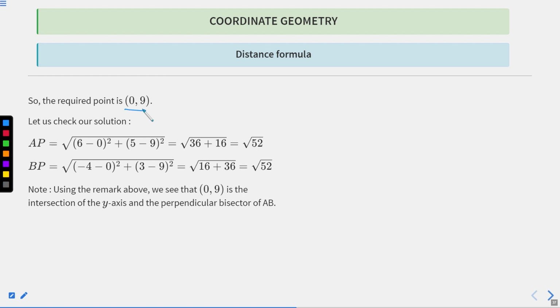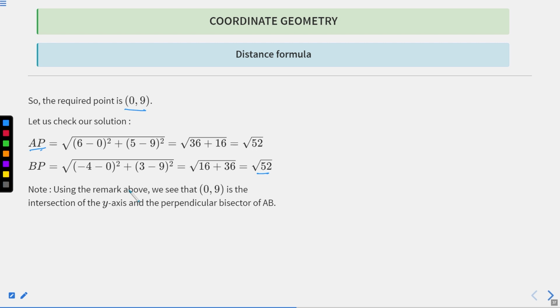Let us check our solution here. AP is equal to square root of 6 minus 0 whole square plus 5 minus 9 whole square, and this is equal to square root of 36 plus 16, and this is equal to square root of 52. And the distance BP is equal to square root of minus 4 minus 0 whole square plus 3 minus 9 whole square, that is equal to square root of 16 plus 36, and this is equal to square root of 52. Okay, so here note it down. Using the remark above, we see that 0, 9 is the intersection of the y-axis and the perpendicular bisector of AB.